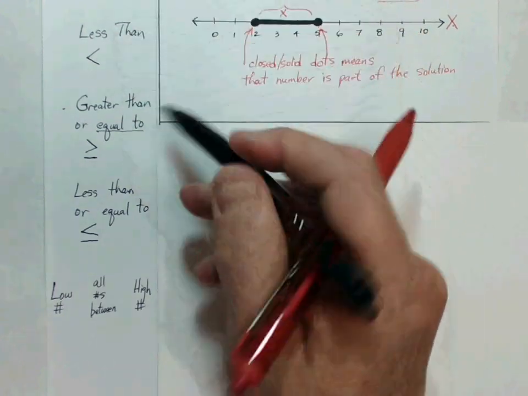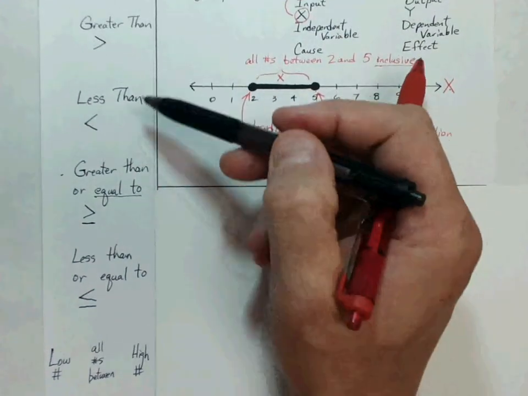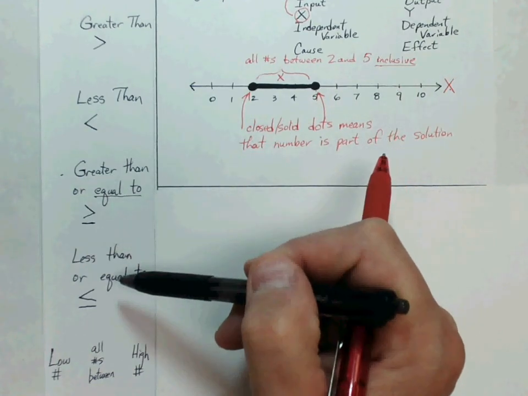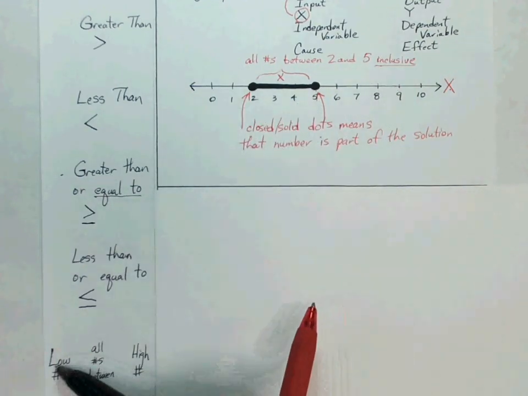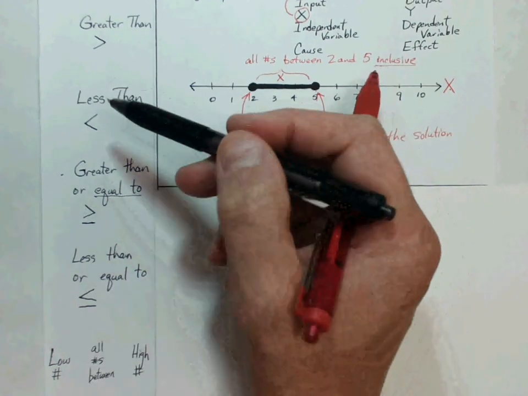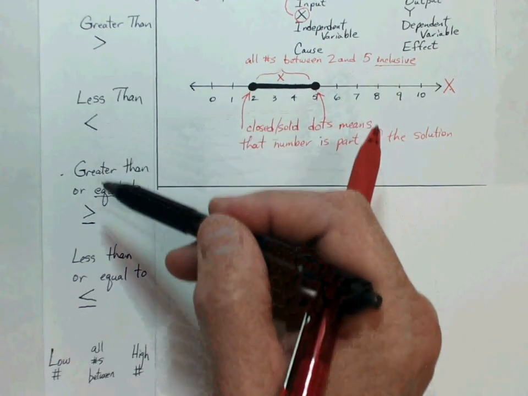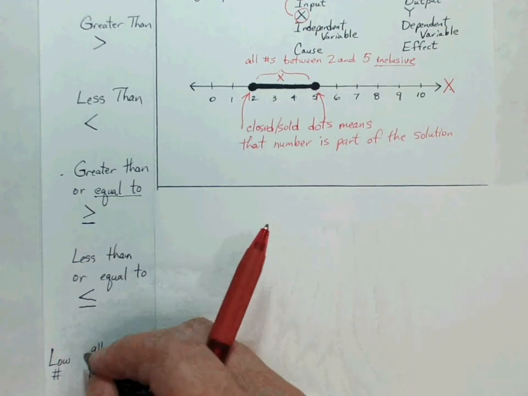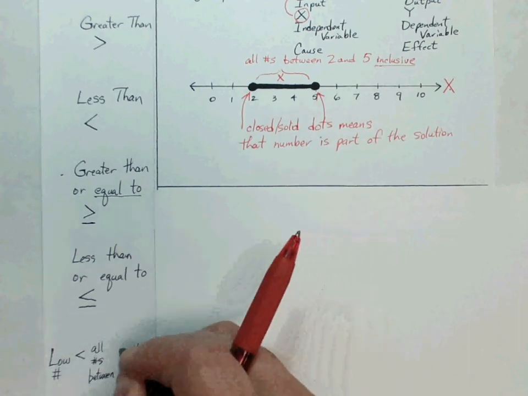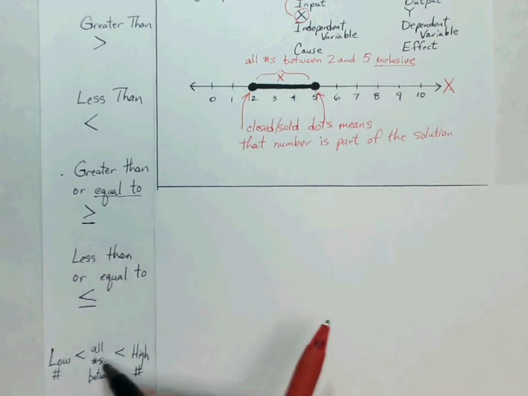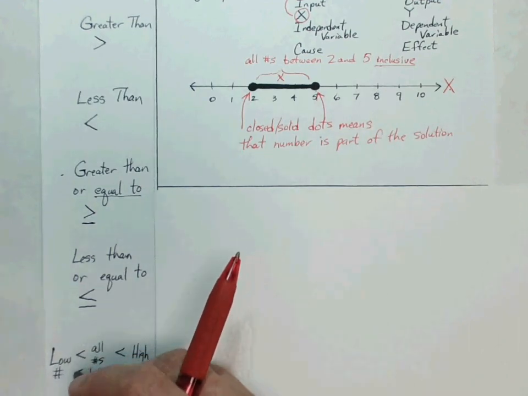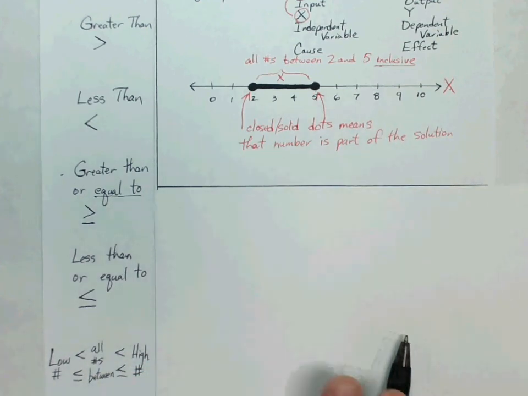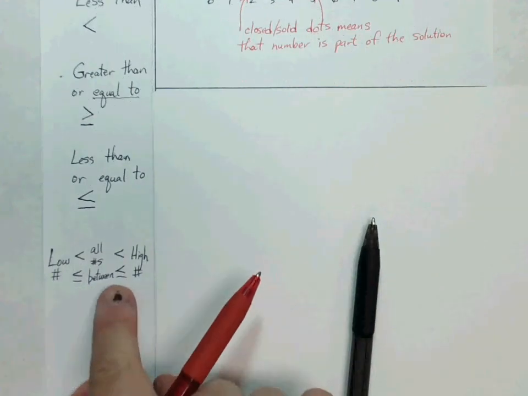Now if we take a look at these symbols, greater than, less than, greater than or equal to, less than or equal to. If we're going to start with low and then go to high, we're going to use either less than or less than or equal to. Okay? So we're going to have either less than symbols or a combination of less than or equal to. One or the other.